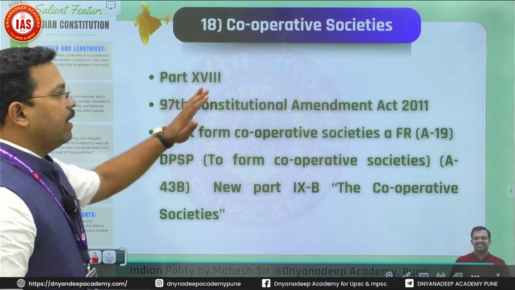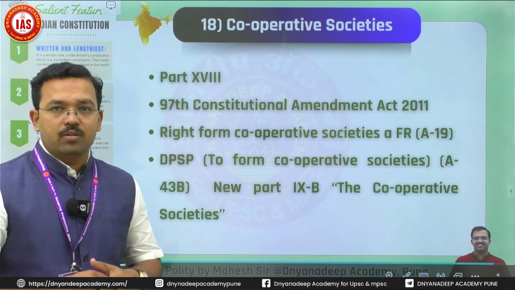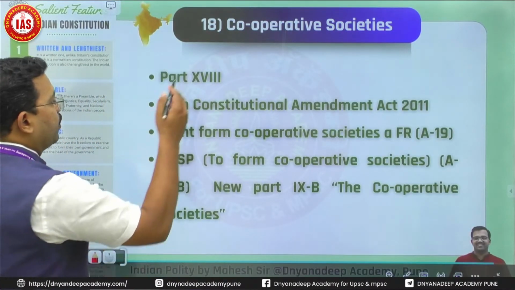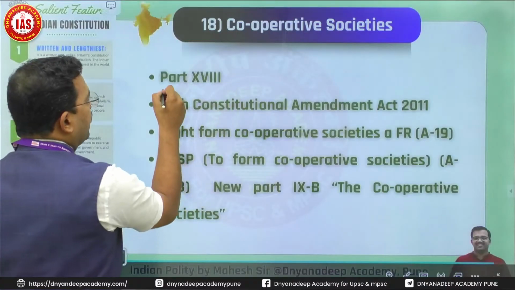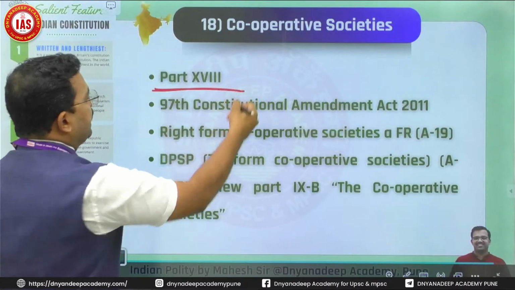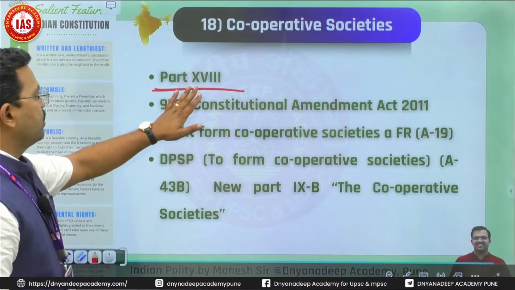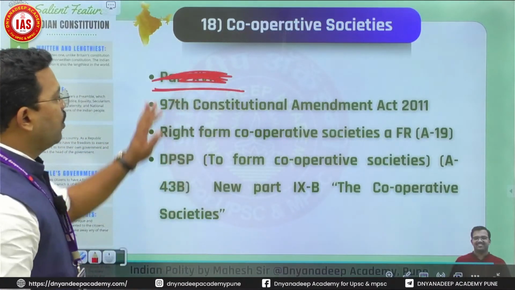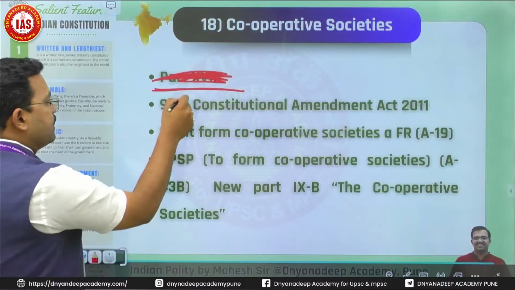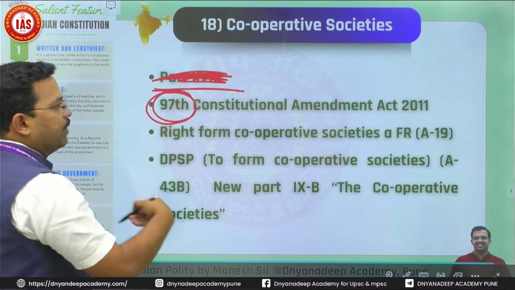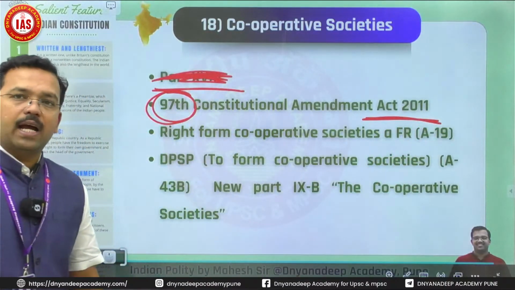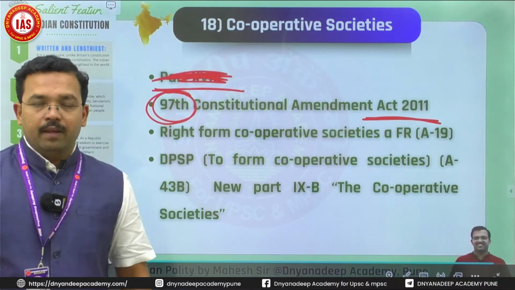Then we have added a new part into the Indian Constitution, that is cooperative bodies. Cooperative bodies got inclusion in Part 18 of the Indian Constitution. Sorry, that is wrong. I'll clear this thing. We got cooperative bodies by the 97th Amendment Act of 2011. Cooperative societies have constitutional status.